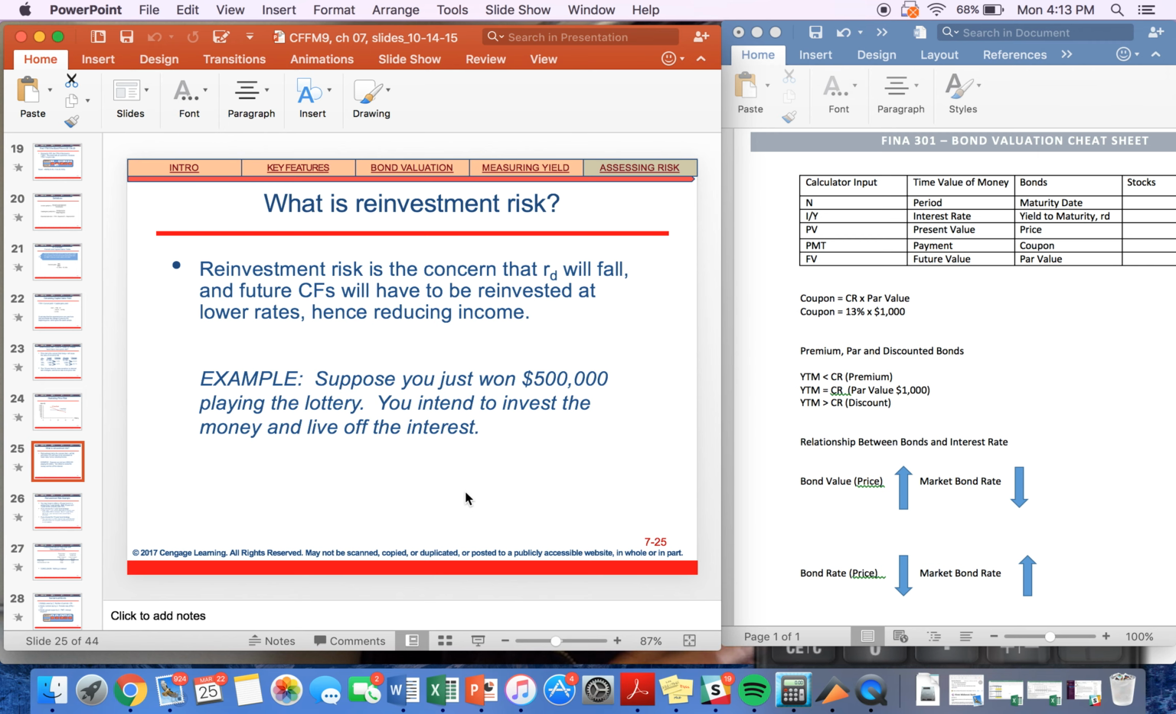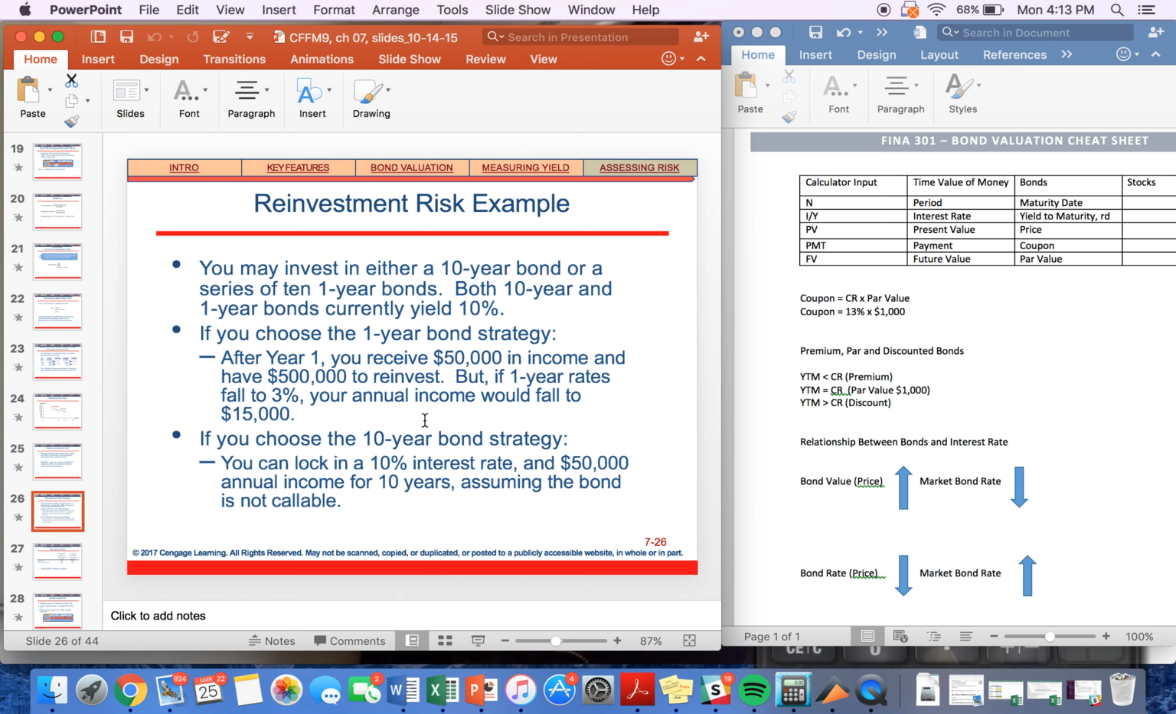So suppose you just won $500,000 playing the lottery. You intend to invest the money and live off the interest, okay? Let's give you a couple scenarios here. With reinvestment risk, you could take your $500,000 and invest it either into a 10-year bond or a series of 10 1-year bonds. Both of the bond proposals have the same exact current yield, okay? Same rate.